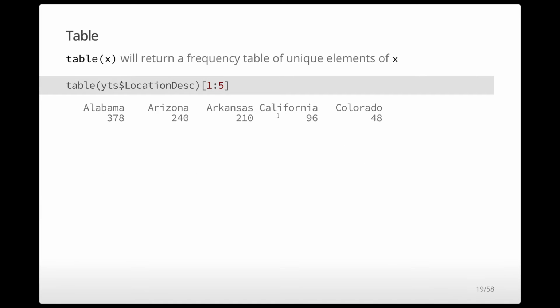But this is a cursory look at your data, where you find out that something you might have expected is not there. So table, a very, very useful function. It does singular tabs or two-way cross tabs. It doesn't do general 2 by 3 by 2 tabulations, but generally you don't use them as commonly as 2 by 2 cross tabs or singular tabs. So here, table counts them up. We pass in the vector YTS location description, run table over that, and we look at the first 5 elements of that, and it tells us Alabama has 378 observations, Arizona has 240, and so on and so forth.